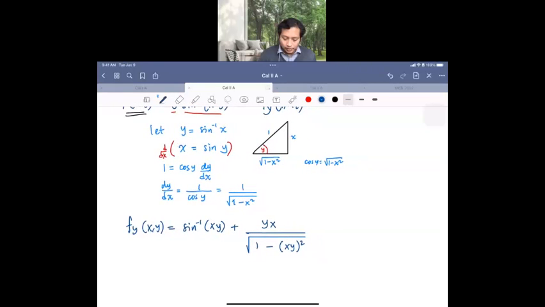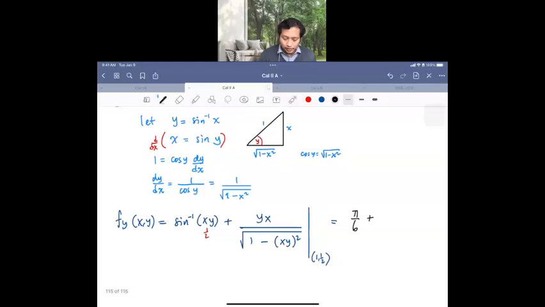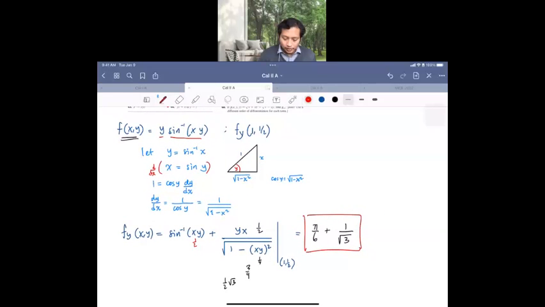So if we put in 1 and half, this will be equal to sine inverse half is pi over 6, right? So pi over 6 plus, this is half, this is half, 1 over 4, and then 1 minus 1 over 4 is 3 over 4, right? So this will be half square root of 3. So this will be 1 over the square root of 3. Okay, that's for number 38.